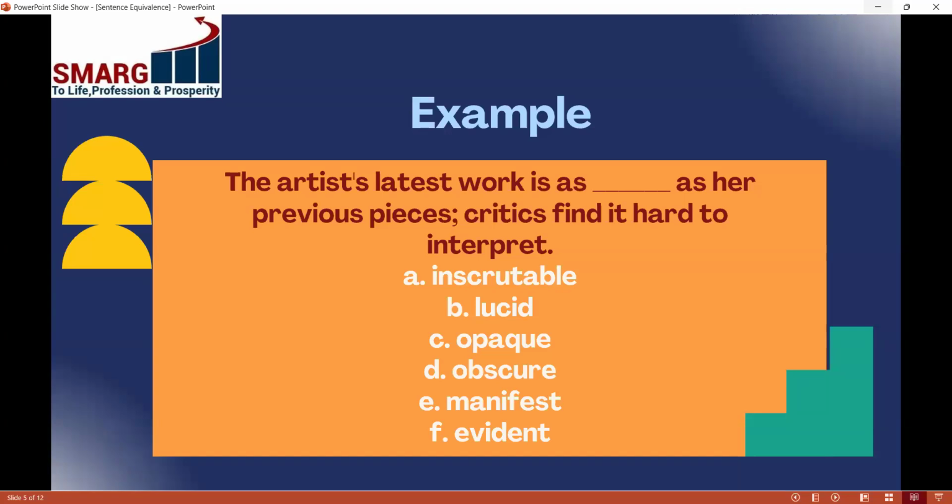Difficult to understand, essentially. Evident does not make sense. Manifest does not make sense. Opaque. Lucid, no. Lucidity is something else altogether. Lucidity is not difficult to understand. Something pertaining to having difficulty to understand. Something being, let's say, obscure. Obscure, correct. Very good. So inscrutable and obscure, both of them are bringing in this meaning. Yeah. So this one was comparatively easier, I guess.